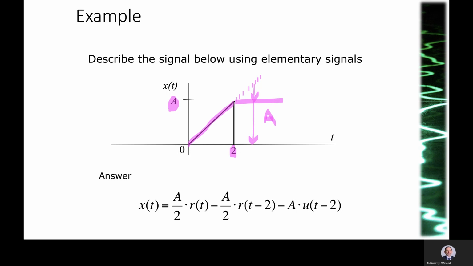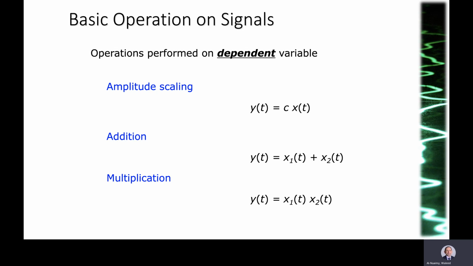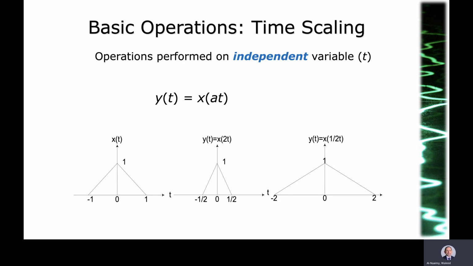So the basic operations that we carry out on the dependent variable. Remember, we have your independent variable t between brackets, and you have your dependent variable x of t, your signal. So you can either add, multiply, or scale. So this is all basic high school A-level transformations.